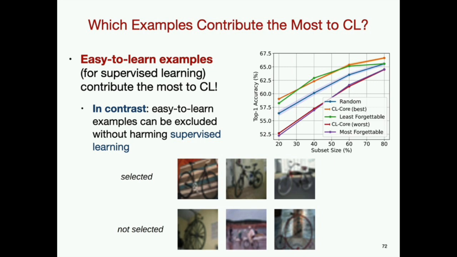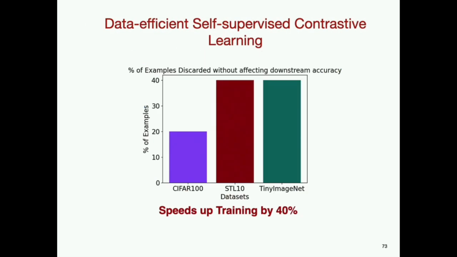And here I have some examples of what our algorithm selects on CIFAR-10 or 100. Here we can see that the selected examples, for the bicycle class, are these canonical, very simple representative examples. And the unselected examples are these harder examples that are not as canonical and you could imagine would be on the boundary between classes. And to sum up, we show that using these ideas, you can speed up contrastive learning training by 40%.